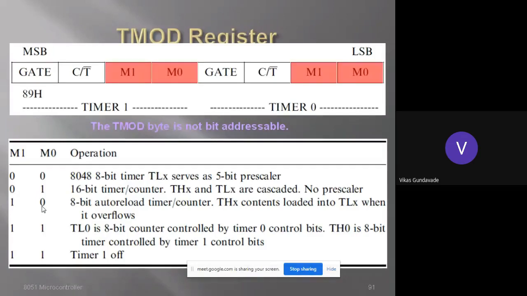When these 2 bits are 1, 1, it is called split mode. In this split mode, only timer 0 is used and timer 1 is turned off. That means one register from TH and TL will be used for timer 0 and one will be used for timer 1. Both are from timer 0, and in that case timer 1 is kept off.